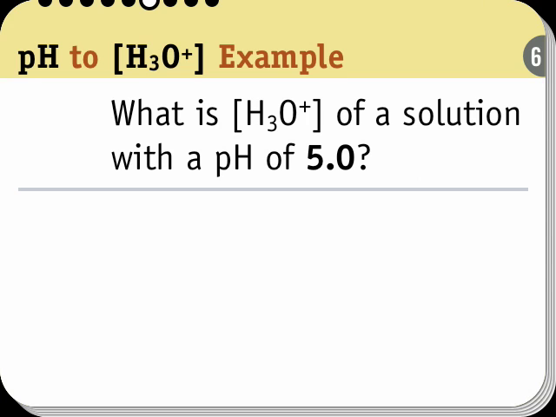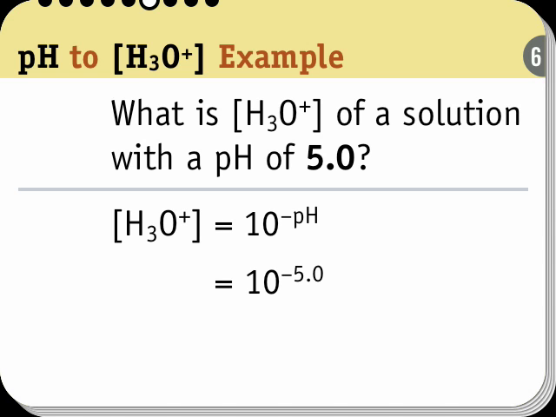What is the hydronium ion concentration of a solution with a pH of 5.0? Remember that the hydronium ion concentration is 10 to the minus pH power. So here it's equal to 10 to the minus 5 power. And so the hydronium ion concentration is 1.0 times 10 to the minus 5 moles per liter.